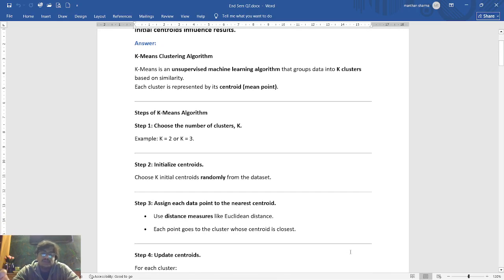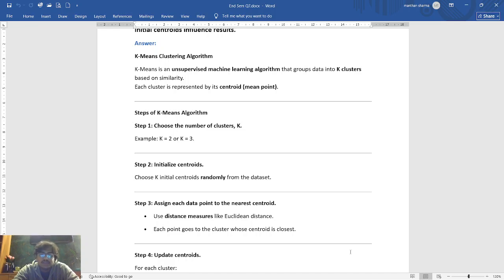First, we have to choose the number of clusters. For example, k equals 2 or k equals 3. Then the second step will be to initialize centroids. We randomly pick k points from the data set as the starting centroids.